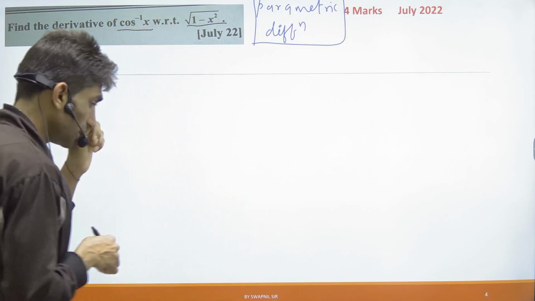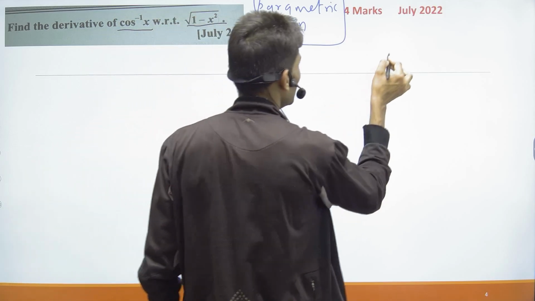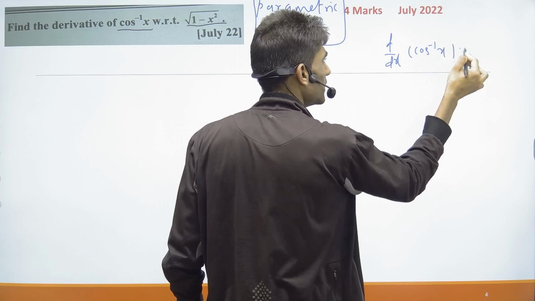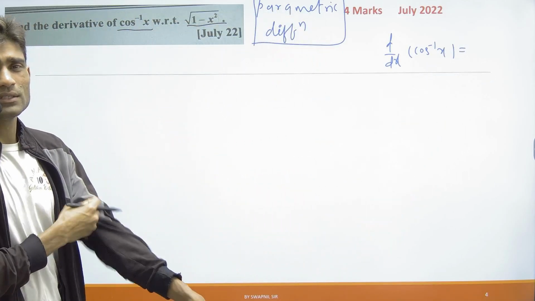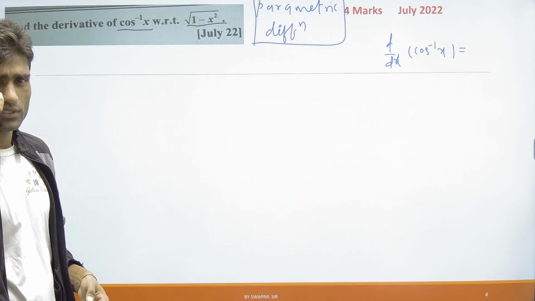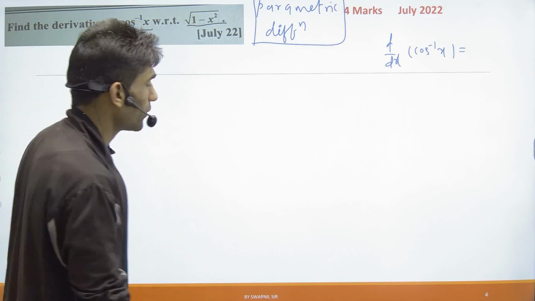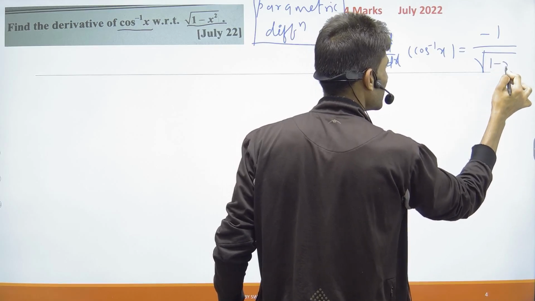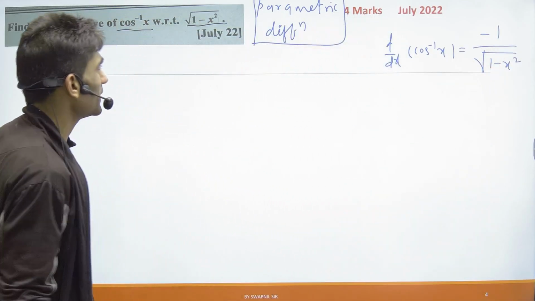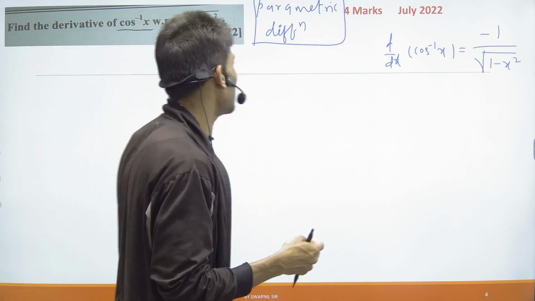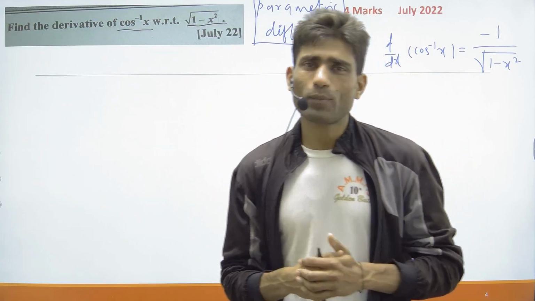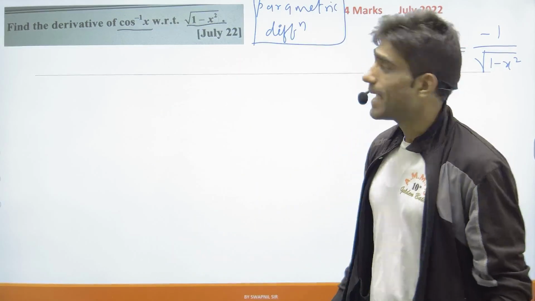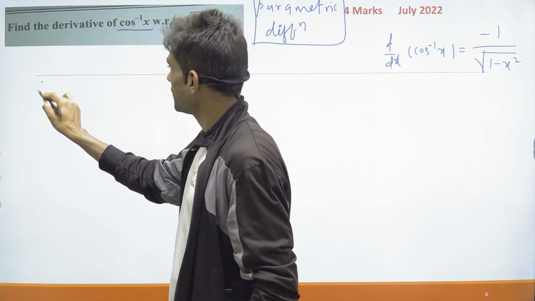So the differentiation of cos inverse of x, let me write d by dx of cos inverse of x. What is the differentiation of cos inverse of x? Sin inverse, cos inverse, and tan inverse: these three differentiations are very important. The differentiation of cos inverse of x is equal to minus 1 upon under root 1 minus x square. This is the one we have to apply here. And we also need the differentiation of root x, which is 1 upon 2 times root x.